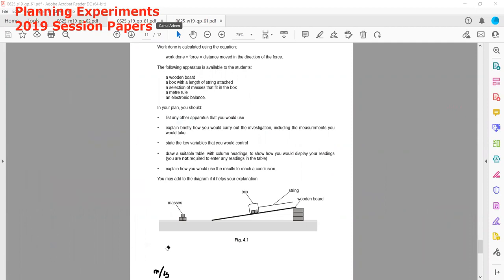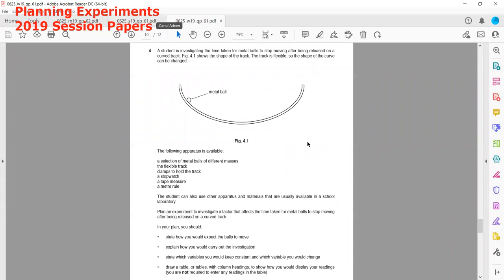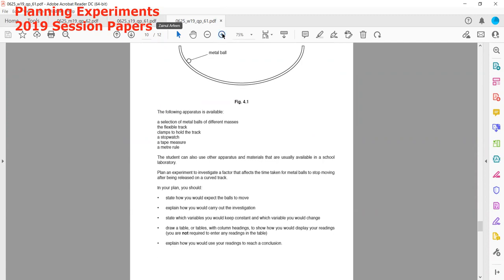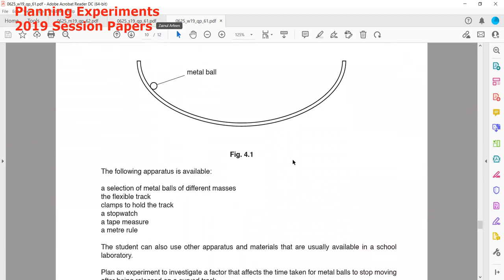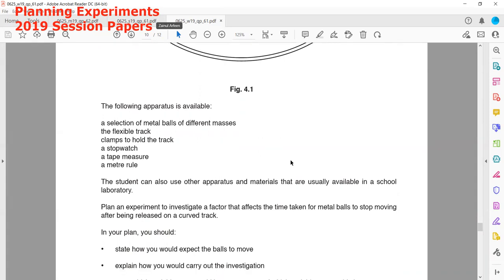Then another experiment from this session, which is winter 19, October, November. A student is investigating the time for a metal ball to stop after being released on a curved track. Figure 4.1 shows the slope of a track, and the track is flexible, so the slope of the curve can be changed. The following apparatus is available: a selection of metal balls of different masses, a flexible track, a clamp to hold the track, a stopwatch, a tape measure, and a meter rule.